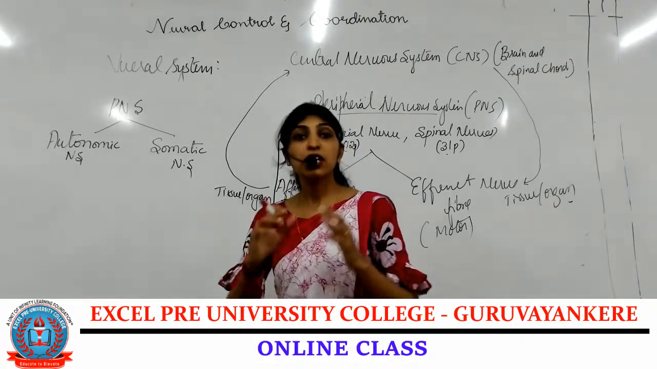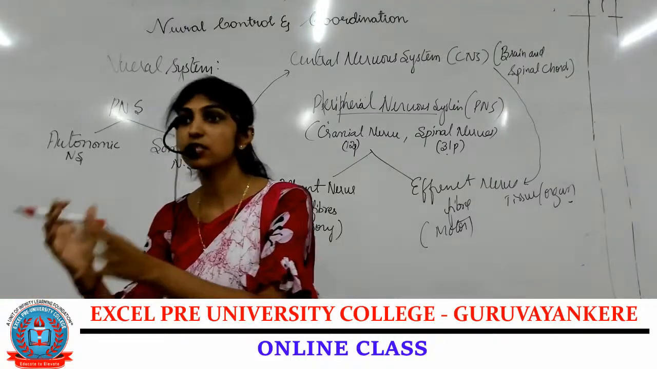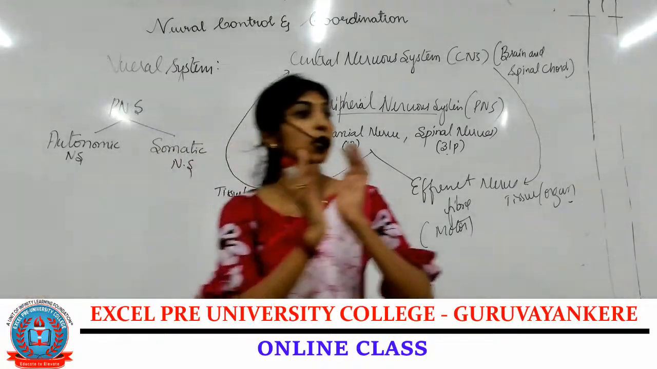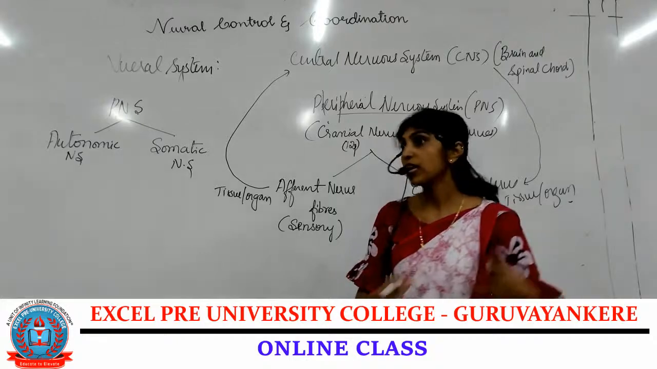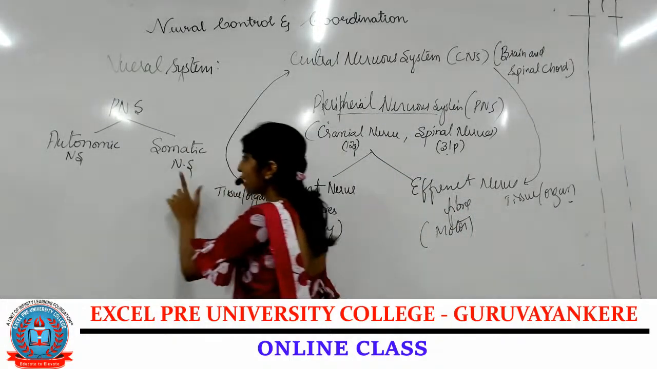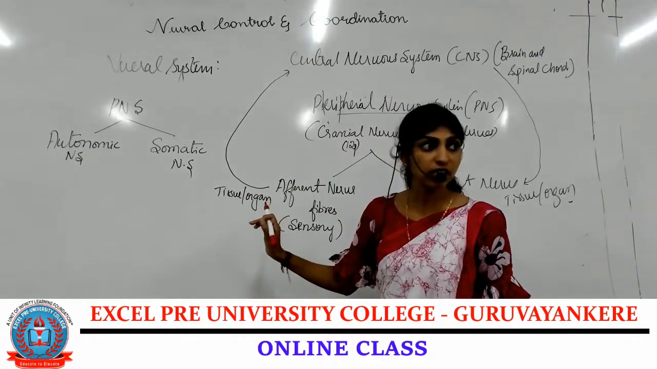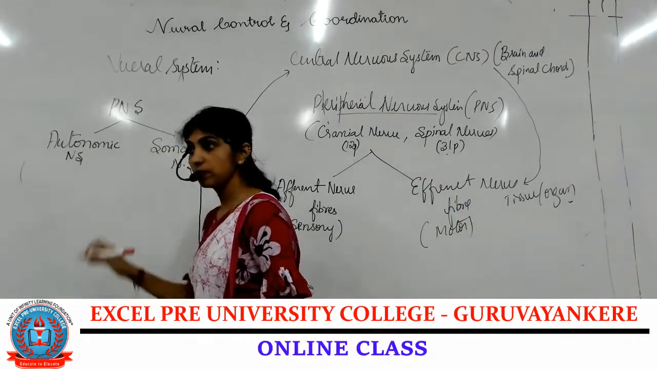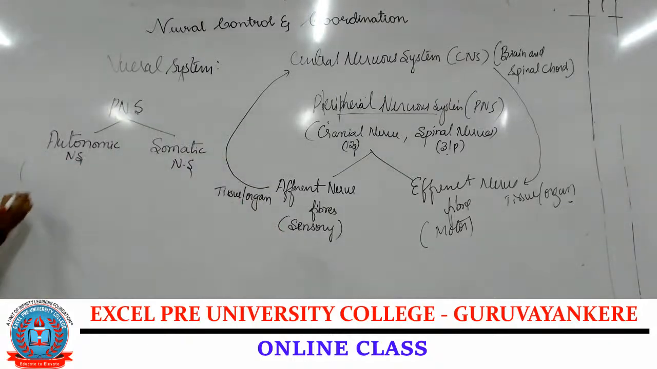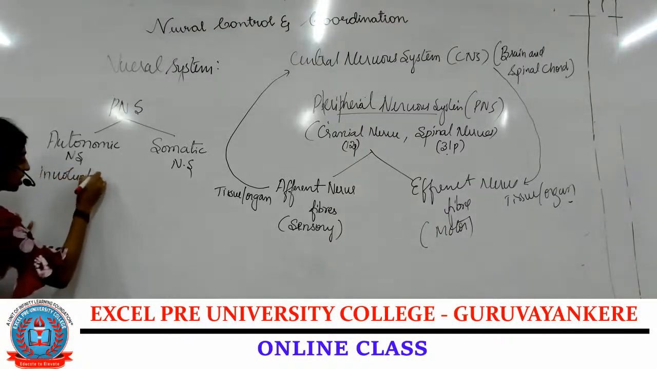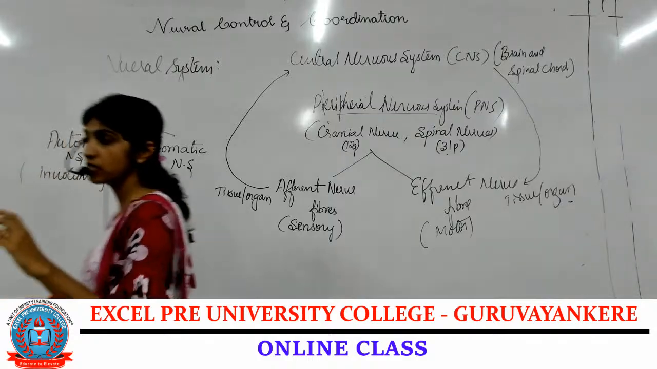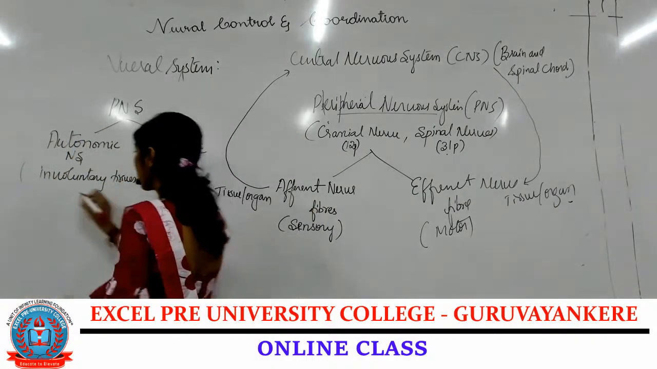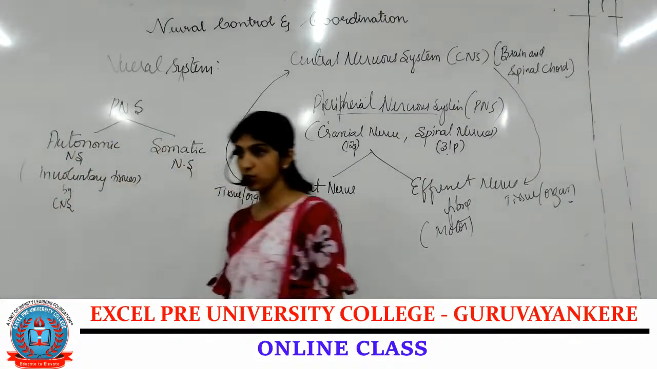That means they are voluntary muscles. If the signal has to be carried to involuntary muscles, it has to be carried by a different type of nervous system than the one carrying signals to voluntary muscles. That is why we have the autonomic nervous system and the somatic nervous system. Is that clear? The autonomic nervous system carries information to the involuntary tissues from the central nervous system. Is that clear?